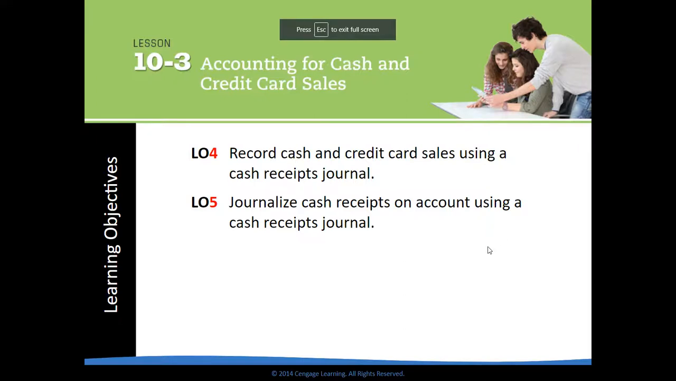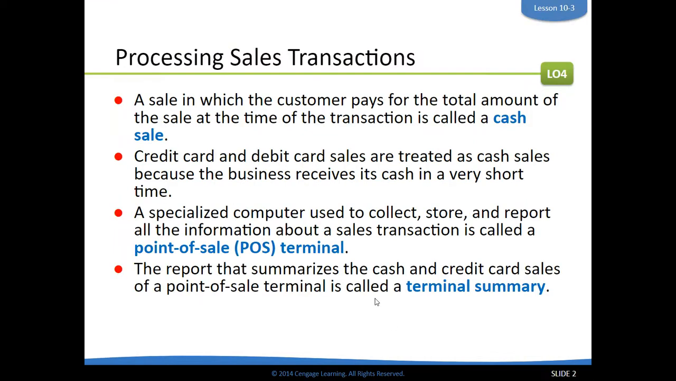Hi everyone. Today we are doing lesson 10.3 on accounting for cash and credit card sales. Our objectives for today are to record cash and credit card sales using a cash receipts journal and to journalize cash receipts on account using a cash receipts journal.